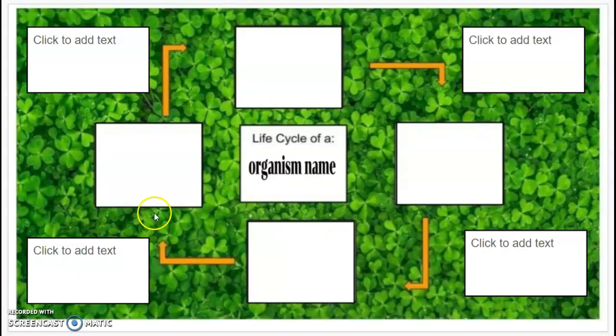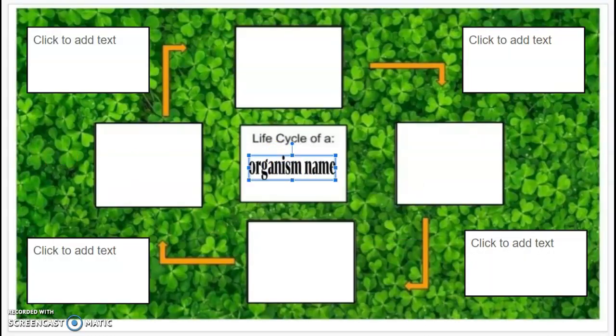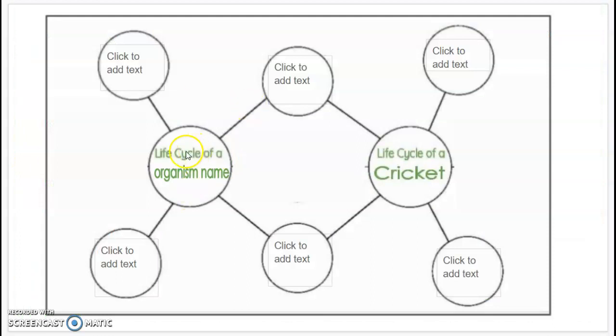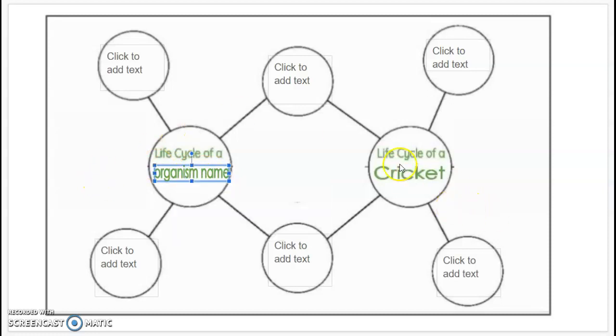Make sure it's at least 4 different stages, and then add the text to describe it. So in these 4 boxes, they're pictures, and the other 4 boxes are descriptions. And make sure to put the organism name. Click on that and put the name. And then the last slide is the life cycle of a, and then you change organism name to whatever you researched, and then a cricket, and then compare and contrast.